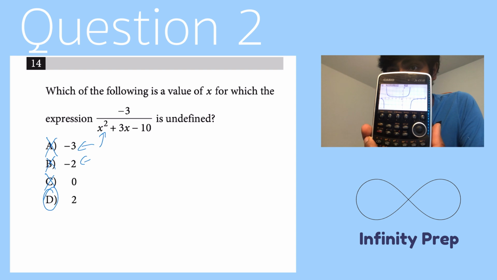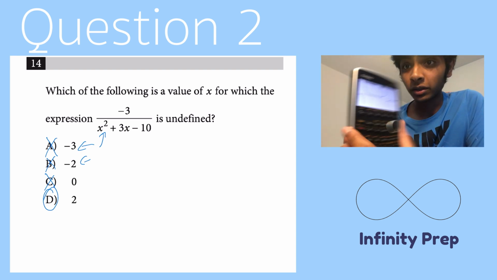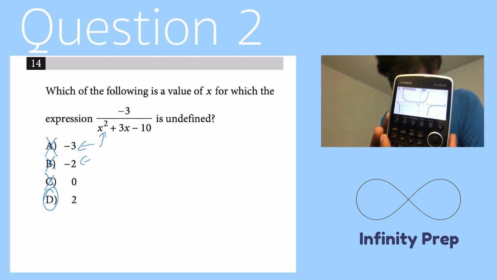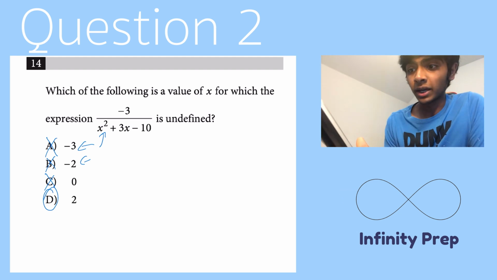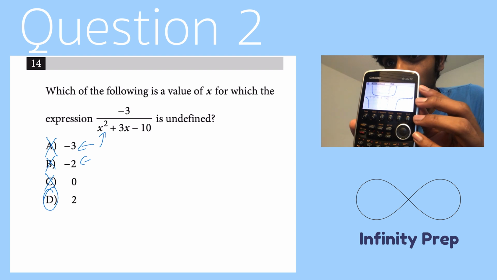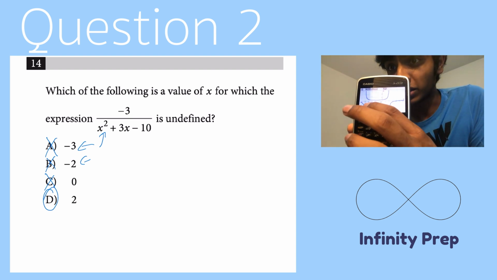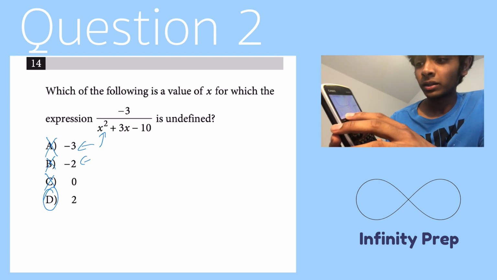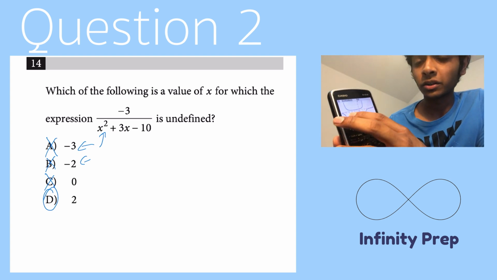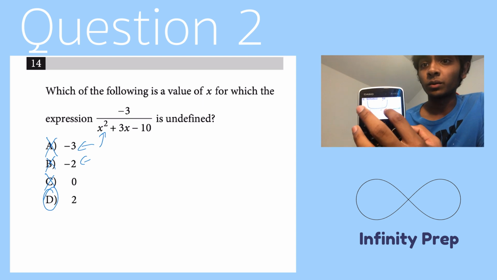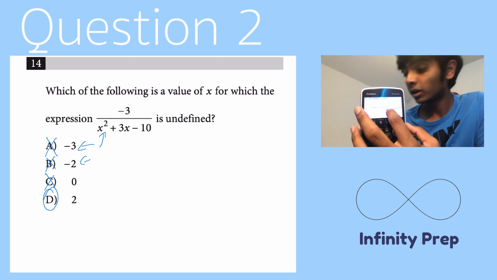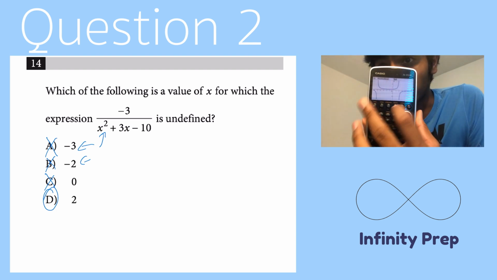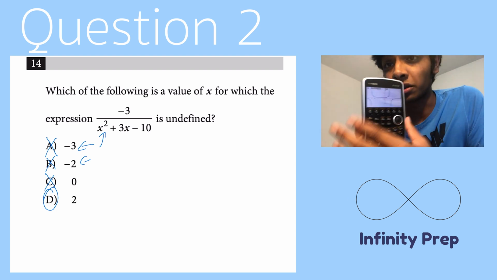Now, at the points where you can't see a line crossing, that's where it would be undefined. In this case, I can see that at 2, there are no lines crossing. You see this space over here? That's how we know that there's nothing crossing at 2, and there's nothing crossing at -5. So since there's a space here at 2, I can assume that 2 would be the answer, because at 2 there's no line crossing, meaning it's undefined.